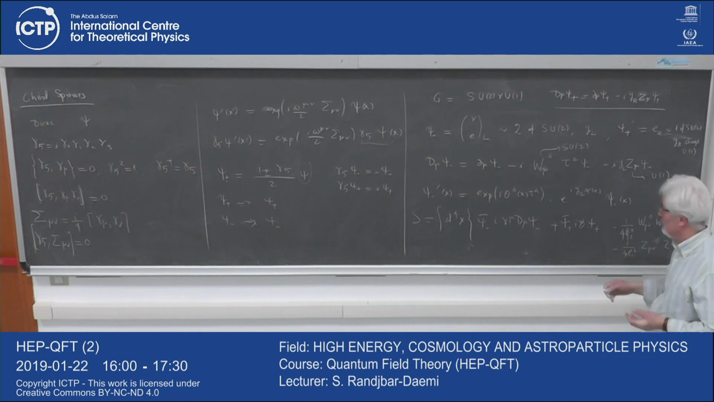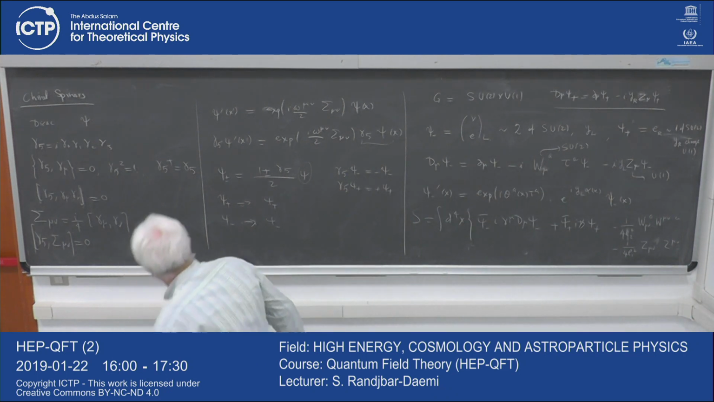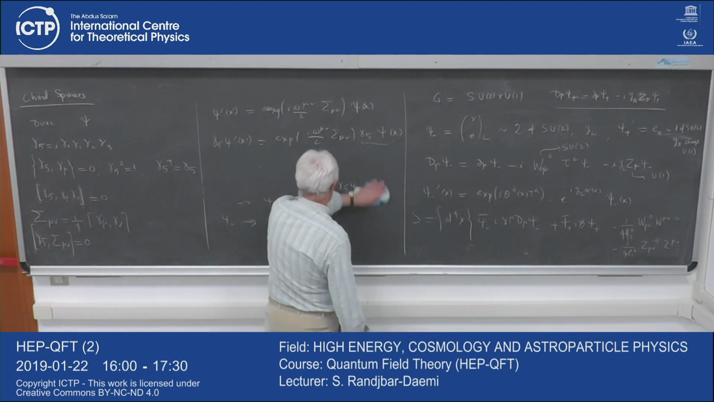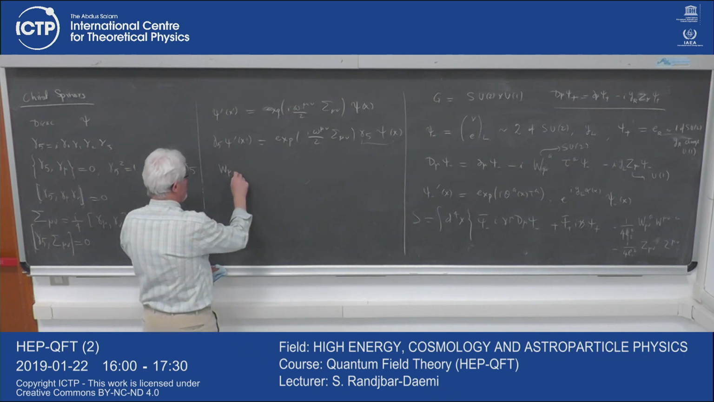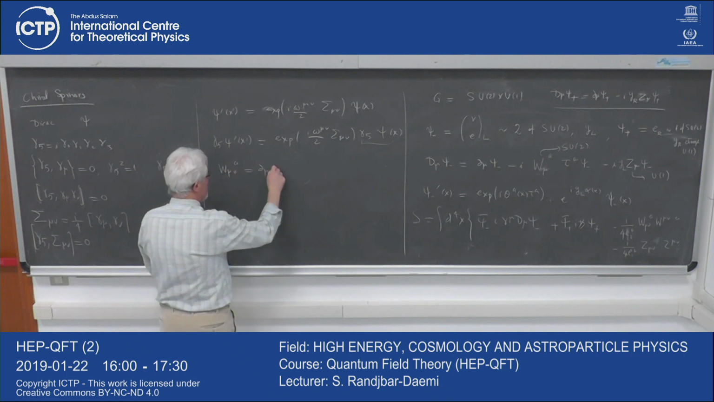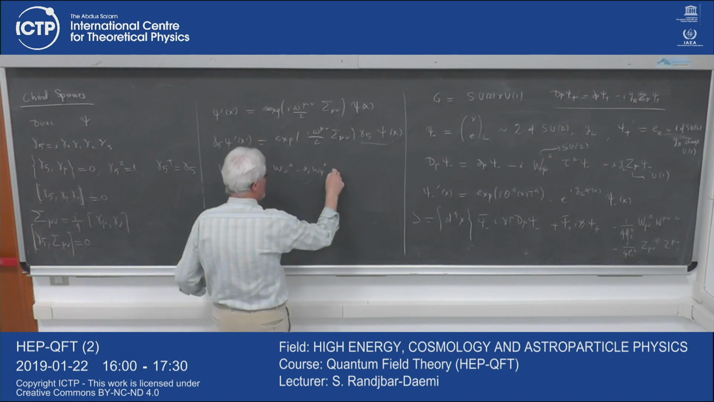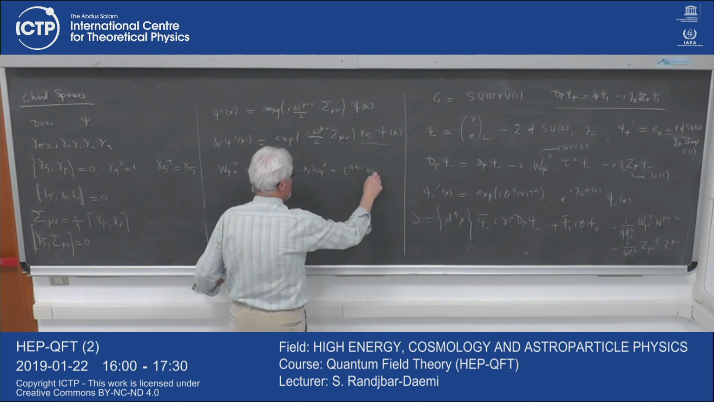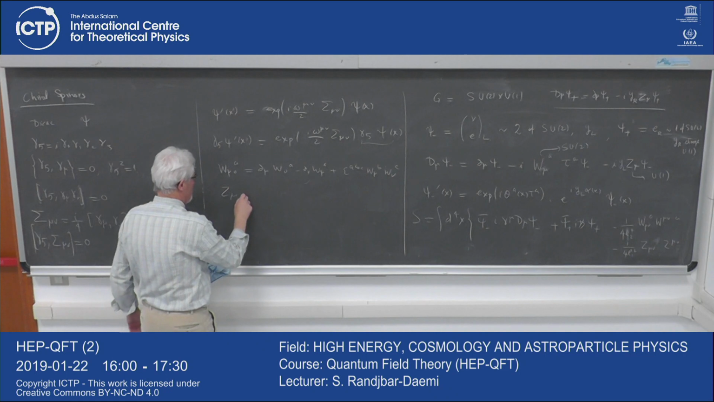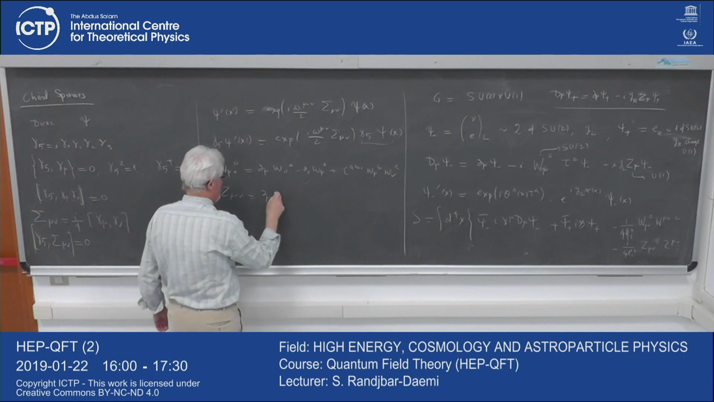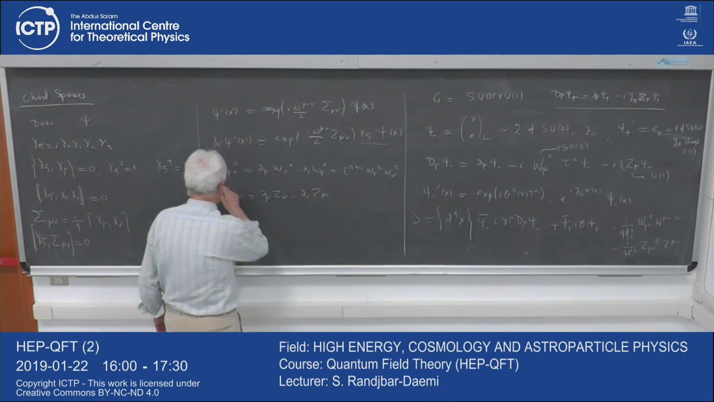W mu nu is constructed from this gauge field in the same way that we constructed F from A. I just change the notation a little bit. W mu nu A is d mu W nu A minus d nu W mu A plus epsilon ABC W mu B W nu C. This is exactly the SU2 that we were doing before, and Z mu nu would be just the U1 field strength, d mu Z nu minus d nu Z mu. Okay.